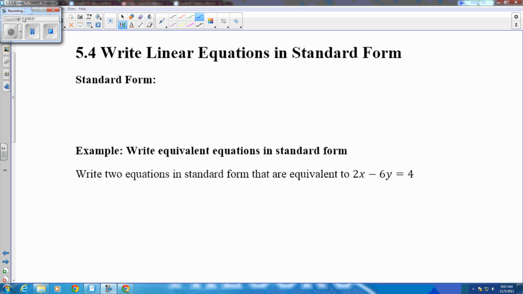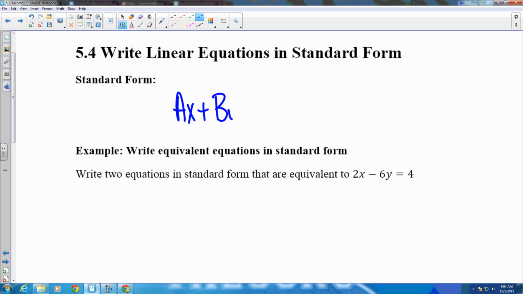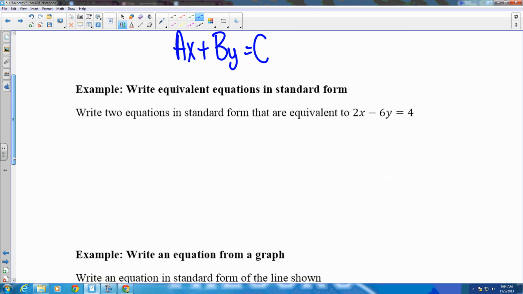We're doing section 5.4, writing linear equations in standard form. And the standard form of a line is ax plus by equals c, where a, b, and c are all constants. Okay, so write two equations in standard form that are equivalent to 2x minus 6y equals 4.